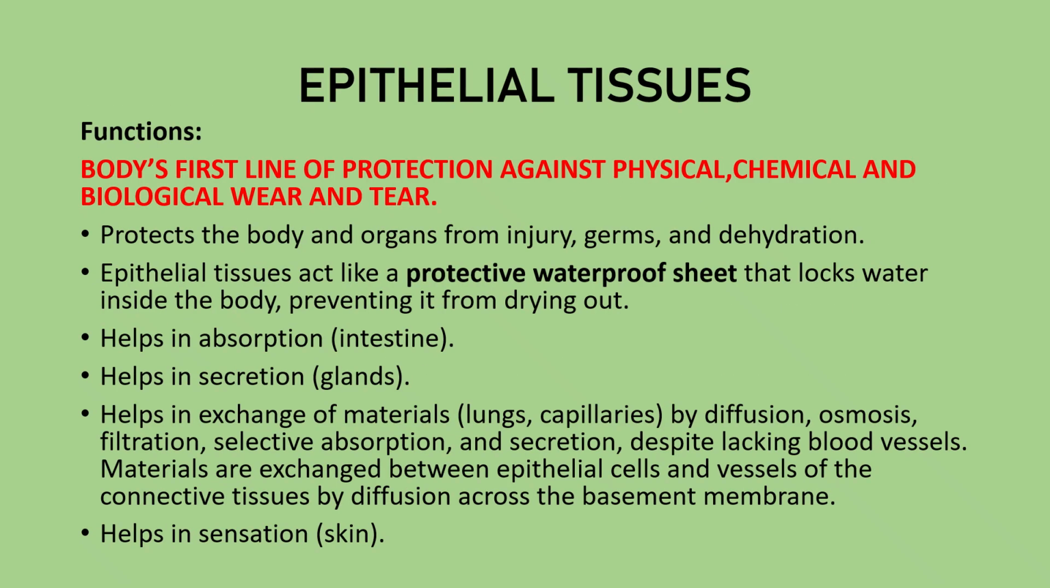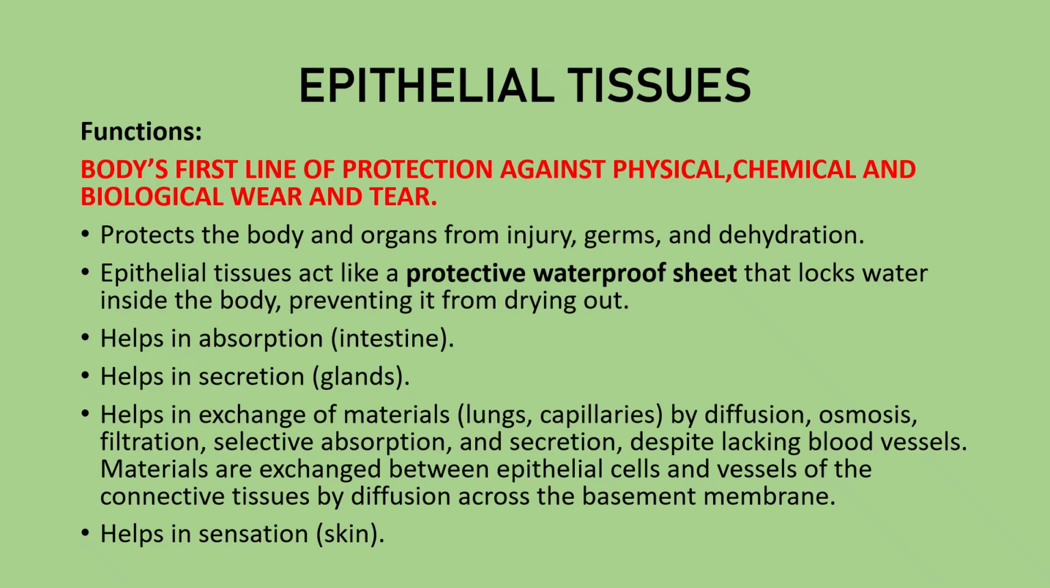What are the functions of the epithelial tissues? It acts as the body's first line of protection because it is the external covering also. So it is the body's first line of protection against any type of physical, chemical and biological damage, injury or wear and tear. It protects the body and the internal organs also from injury, germs and dehydration.